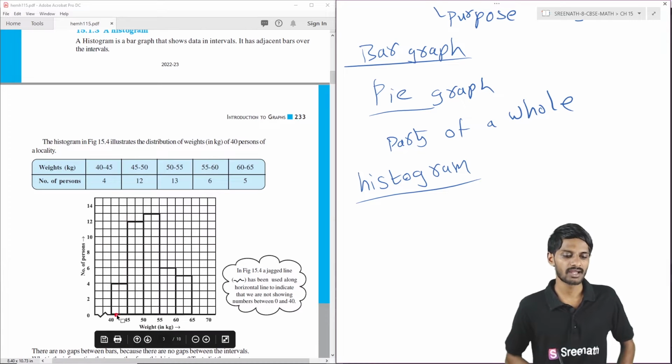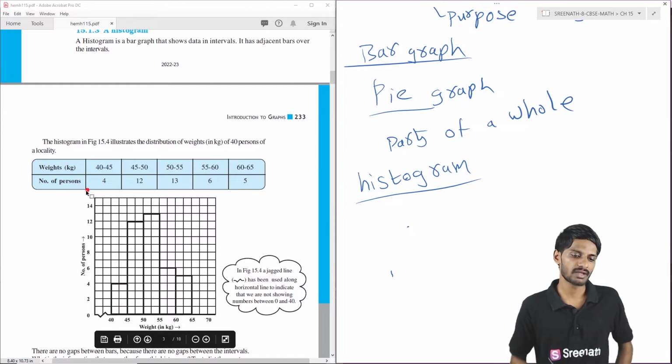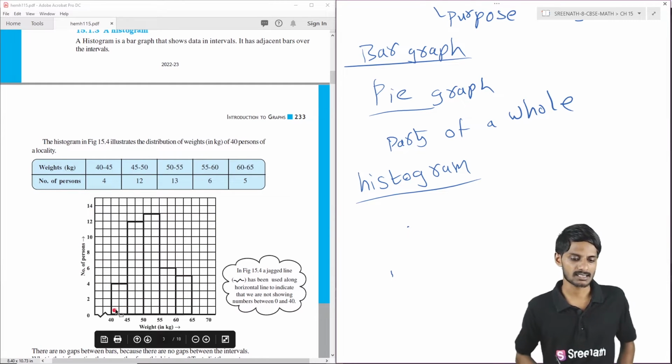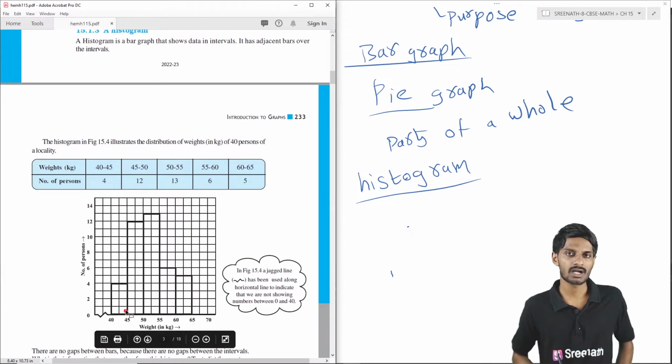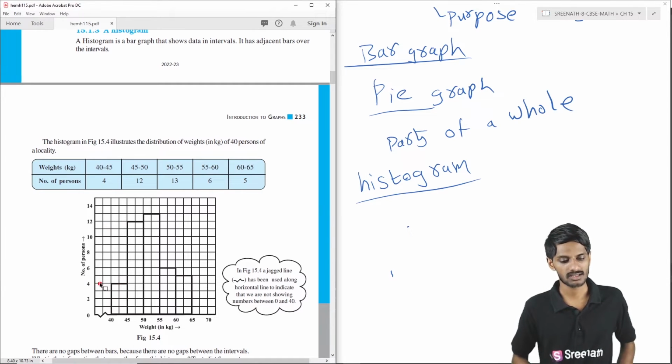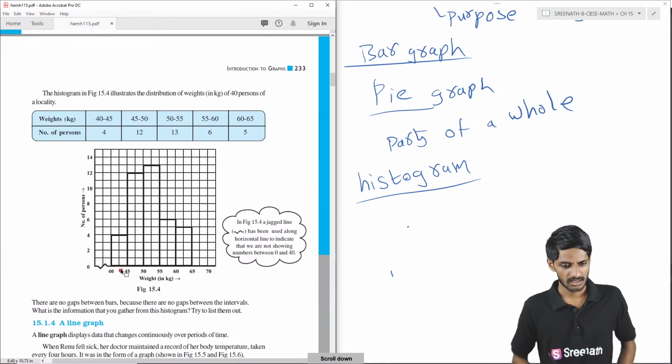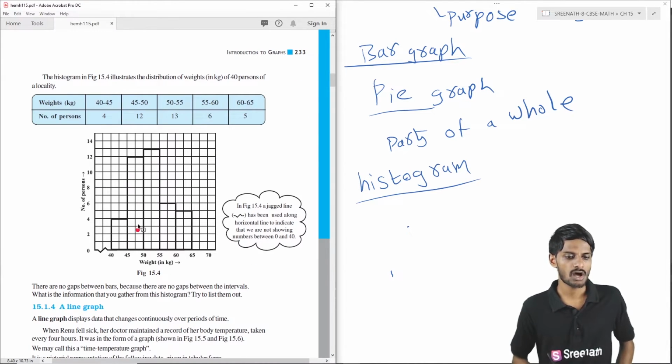If you see, weight is taken on the x-axis, and on the y-axis we have taken the number of persons. If you see the 40 to 45 interval, how many persons are there? 4 persons. So that way it is written as 4, students. Okay. For the 45 to 50 range, how many persons are there? For 45 to 50, there are 12 persons. So that's why it is written here.